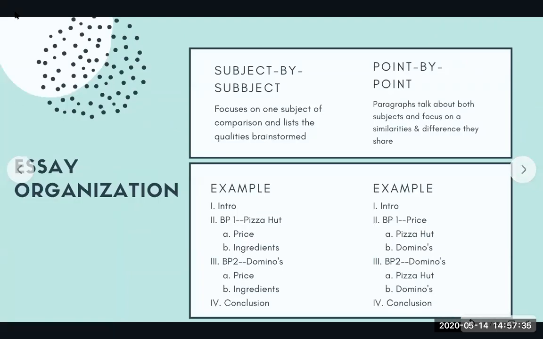So once you're finished with that, the next part of our discussion is essay organization. So you've generated your ideas, you have some points of discussion. Now you're thinking about how can we organize this paper? Once we have all of these ideas, how do I put my paper in order? So the video talked about two strategies, and that's subject by subject and point by point.